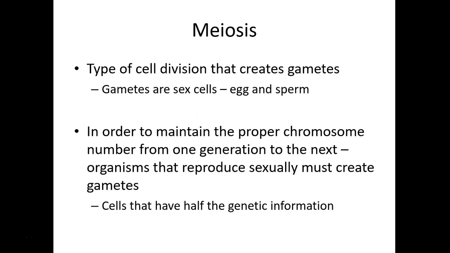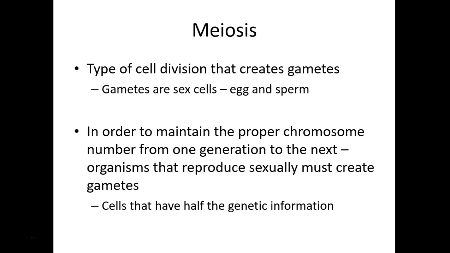Hello students, today we're going to learn about meiosis, which is a different type of cell division. Meiosis is a type of cell division that creates gametes, and gametes are sex cells, so your egg and your sperm. In order to maintain the proper chromosome number from one generation to the next, organisms that reproduce sexually must create gametes. And that is because gametes have half of the genetic information.